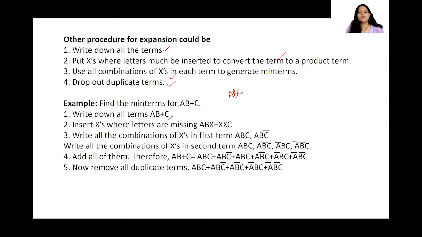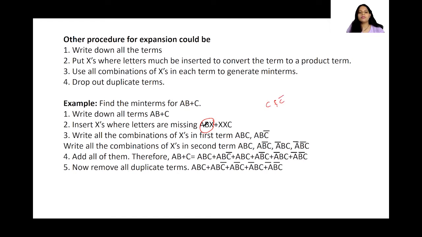In the second term, there is only C. So A and B, both are missing. So I'm writing double X here because this is nothing but for A, this is nothing but for B, right? Now, write all the combinations of X in the first term, ABC and ABC bar. What does that mean for the first term, which is this one? Now, what are all the combinations of C and C bar, isn't it?